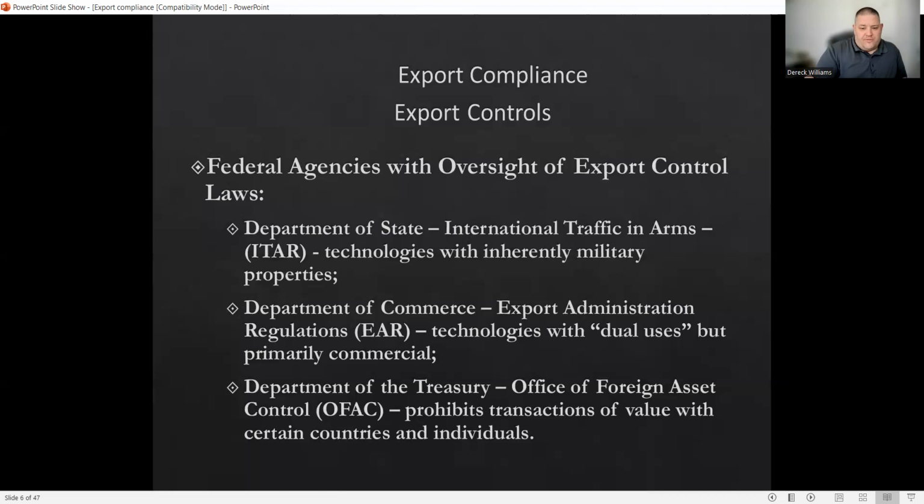And then there's the Department of Treasury, Office of Foreign Assets Control, and they're going to prohibit transactions of value with certain countries and individuals. That's who's going to invoke sanctions and such, right? Right now we've got sanctions with Russia, and there are a lot of companies. Well, every company should have stopped transacting with Russia and providing them assets, unless they've got some exclusion or some provision that allows them to do that.